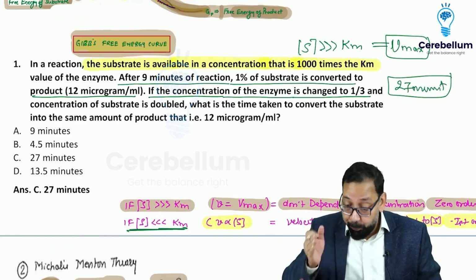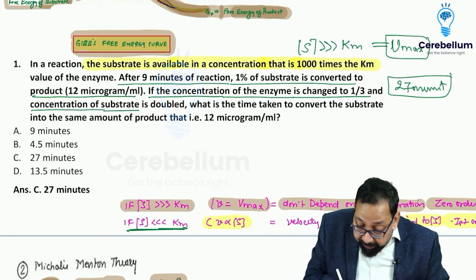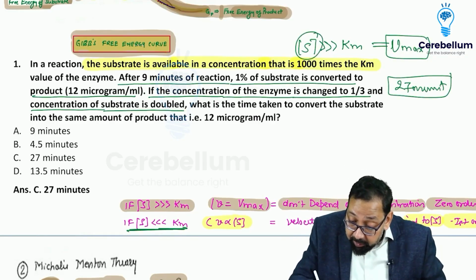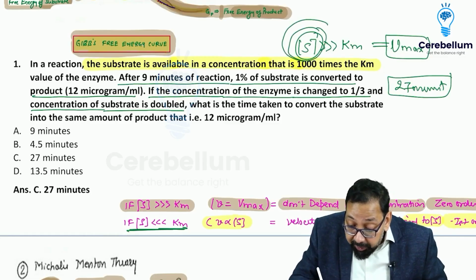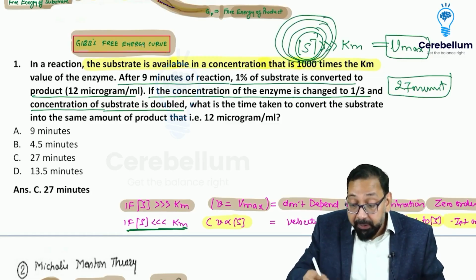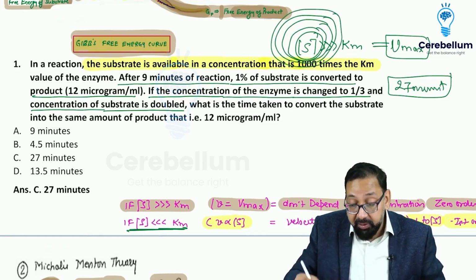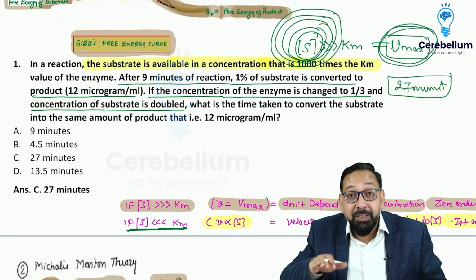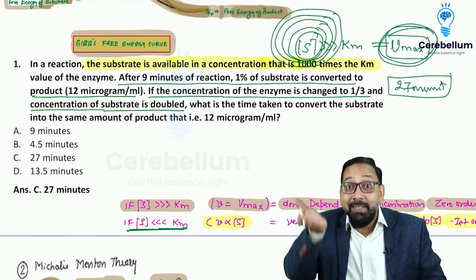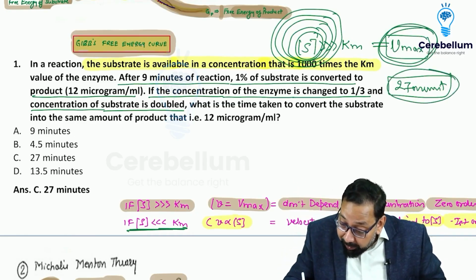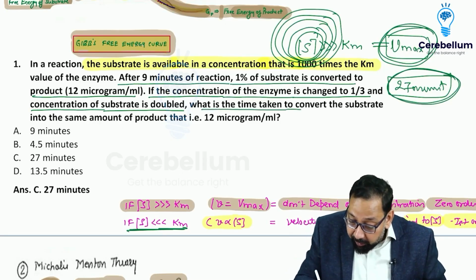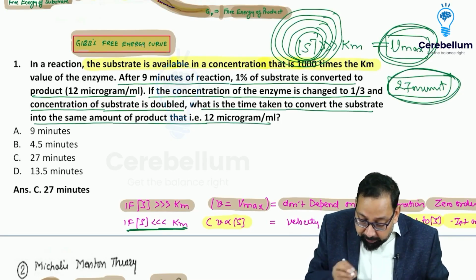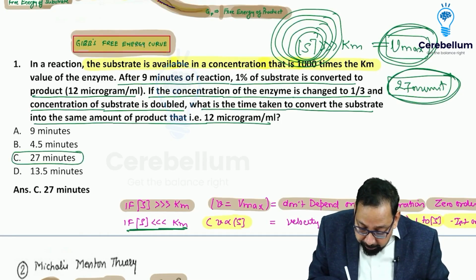Concentration of substrate is doubled. So they try to confuse you by saying substrate concentration is doubled. Substrate concentration is already very, very high, so if you further increase it, velocity will not change. But if you decrease enzyme concentration, yes, the time taken would increase. So the answer would be 27 minutes. What is the time taken to convert substrate into the same amount of product? That is, yes, 27 minutes.